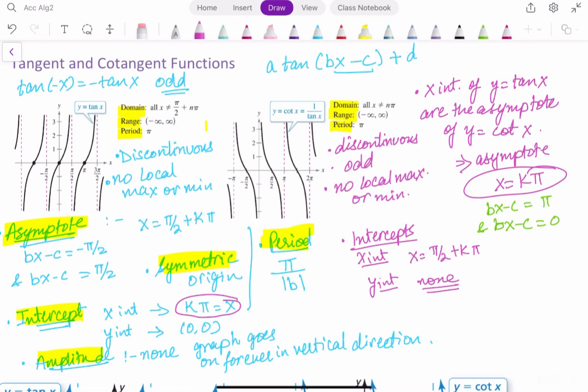So the x-intercept is pi over 2 plus k pi, because the cos function is 0 at pi over 2, and we don't have a y-intercept. So that is an interesting pattern in this case.